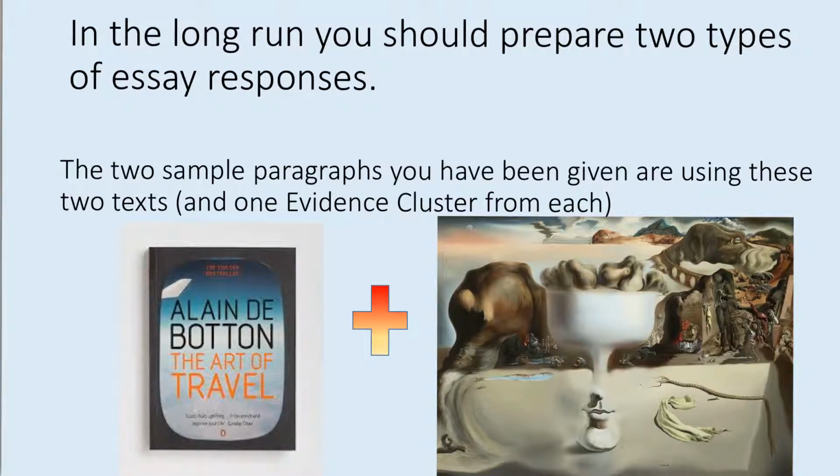So in these two body paragraphs, I've used Alain de Botton's text and this artwork on the right from Salvador Dali. And I've been quite sloppy in my research on the Dali artwork. It's purely my observations of it. I might be completely wrong in terms of what it actually means in terms of Dali's art context.